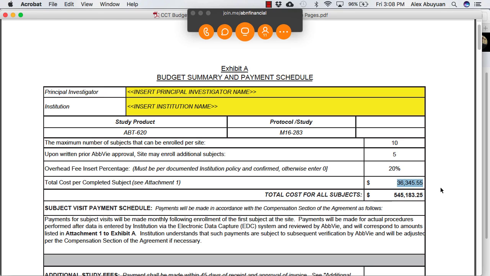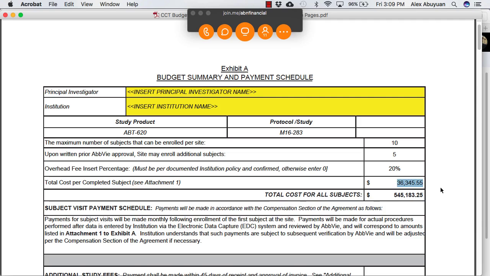Oh, okay. So that total cost per completed subject is what the doctor's going to get. So if you take that number, multiply it by 10, that's their total budget, or multiply it by 15, and that's what they can expect out of this trial. But then again, if they only get 2 patients in, then they're only going to get that amount times 2. Make sense? Yes. Okay. Now we're going to go into the other big number where it says additional study fees.